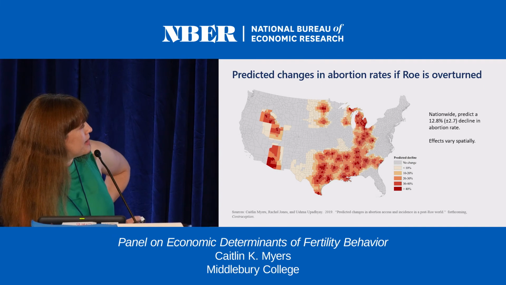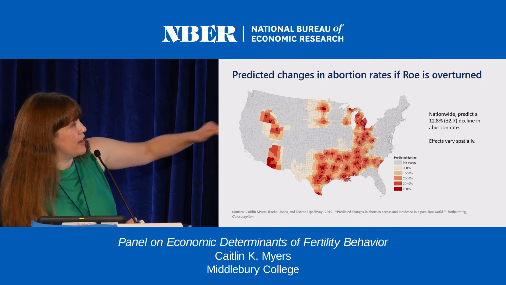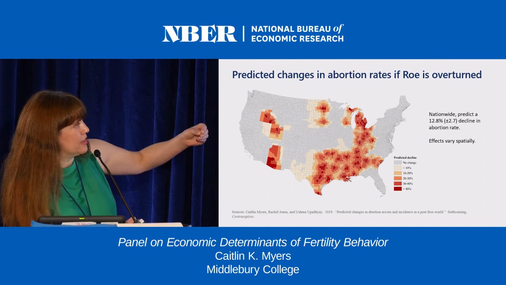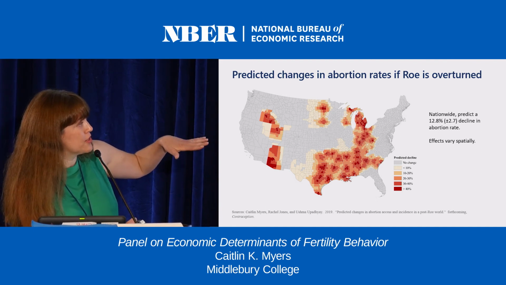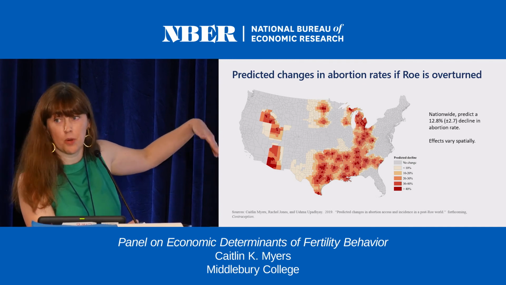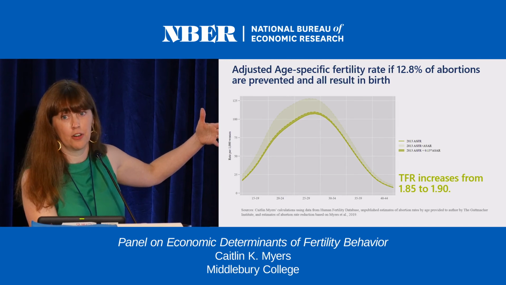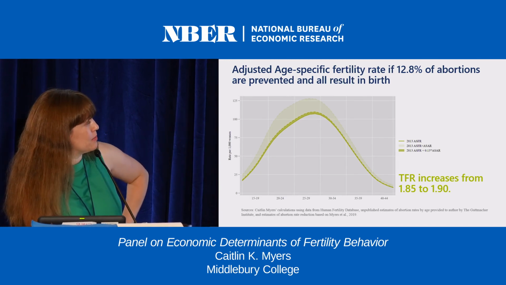What we do is basically estimate nationwide what would happen to the abortion rate, and do it by age. So nationwide, we predict about a 13% decline in abortions. And that's factoring in all those places where we have nothing happening. It's much bigger conditional on being in an affected region. It's about a third. But nationwide, it's about 13%.